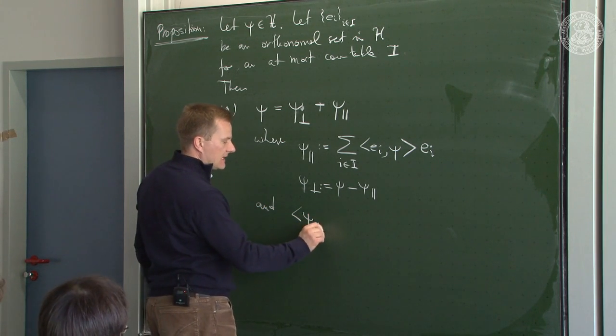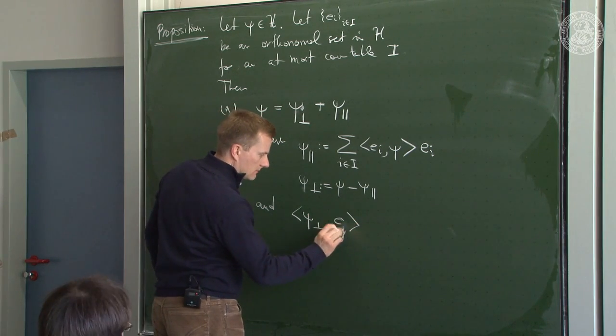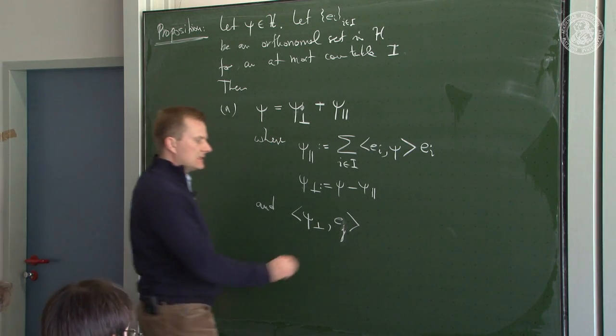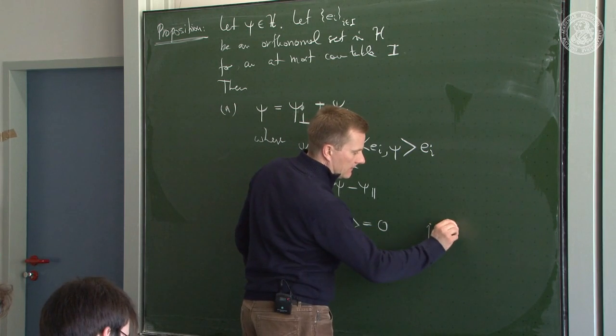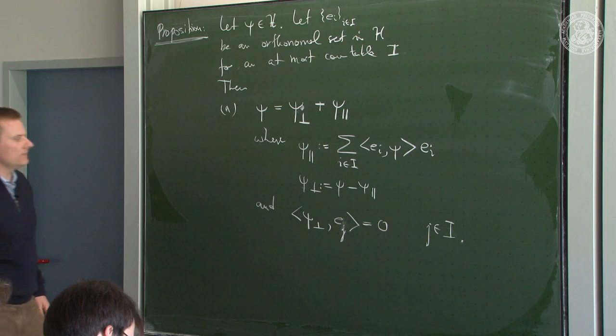If you take the psi orthogonal and take the bracket with the jth element from this orthonormal set, then you get 0. So this needs to be shown.